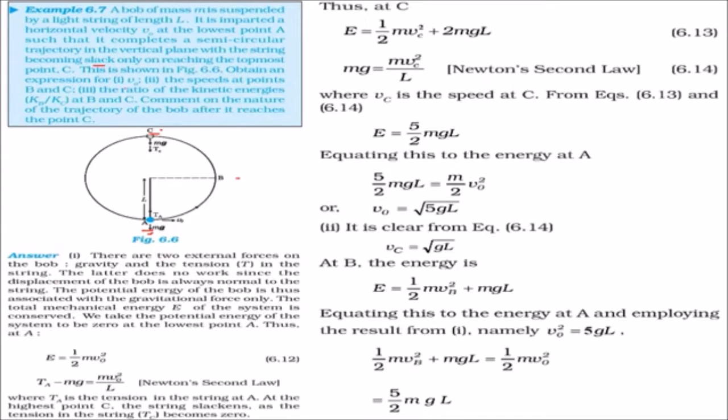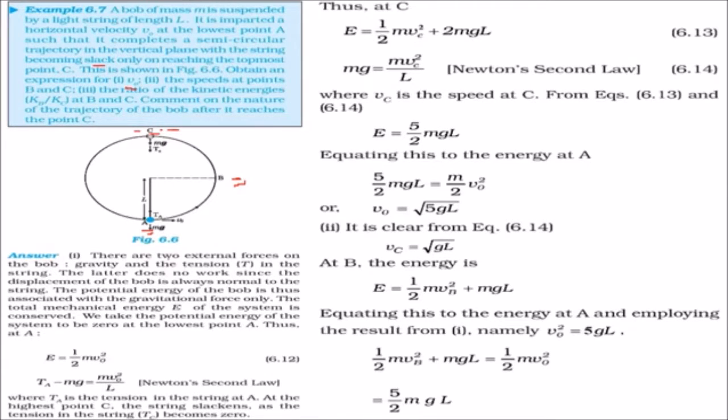Obtain an expression for v0, the speed at points B and C, and the ratio of kinetic energy, that is KB, the kinetic energy at B, to KC, the kinetic energy at C, and also comment on the nature of the trajectory of the bob after it reaches point C here.